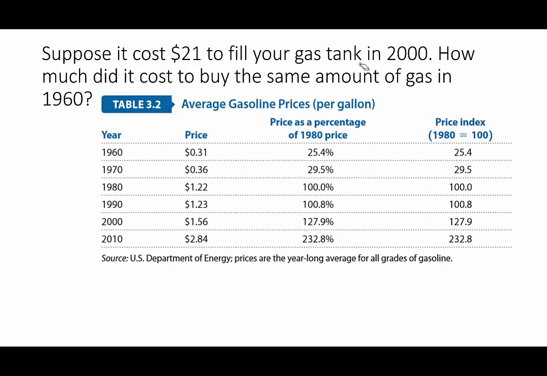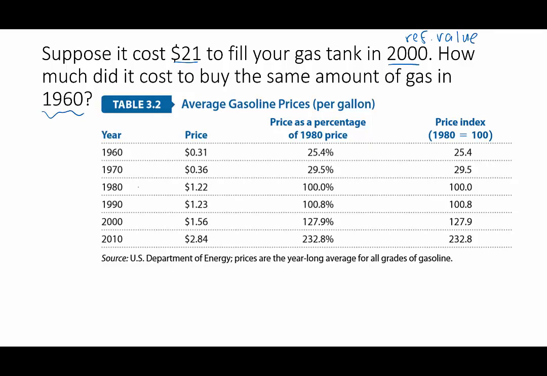Let's look at another example. Suppose it cost $21 to fill your tank in 2000. How much did it cost to buy the same amount of gas in 1960? So because this time it's giving us information from the year 2000, I'm going to use 2000 as my reference value this time. So we're going to set this up where this is my reference value, and then this is that comparison value, which would be our numerator.